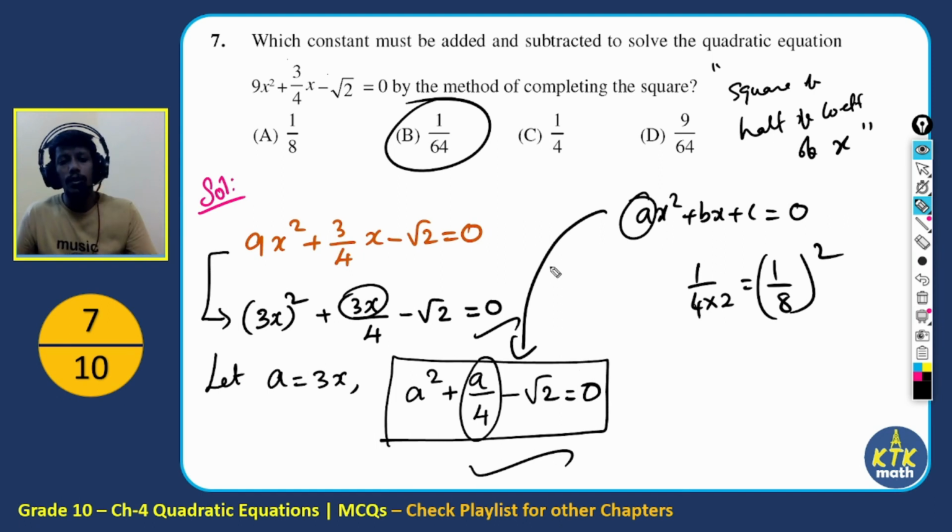Conditions are very important. Provided your x square shouldn't have any coefficient along with it, in that case we can take half of the coefficient of x and square it. That number only we need to add and subtract to the equation when we are solving by the completing the square method. Yes, easy, right? I hope you are getting some extra instructions as well.